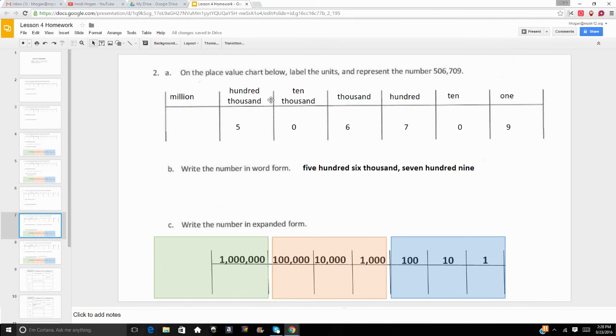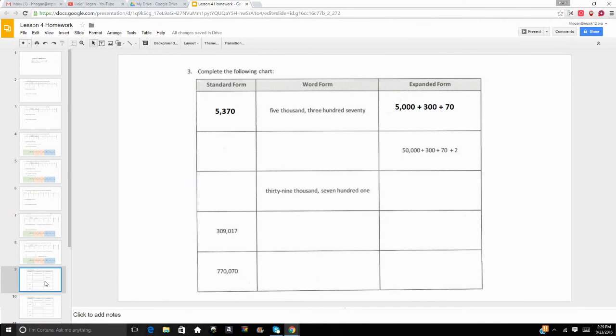506,000, and then 709. And we separate it by commas, just like we do with our periods. And then we write it in expanded form. 500,000, no 10,000s, 6,000, 700, no tens, 9. 506,709. Good job. And this is just a chart using the same strategies, but going forward and backward.